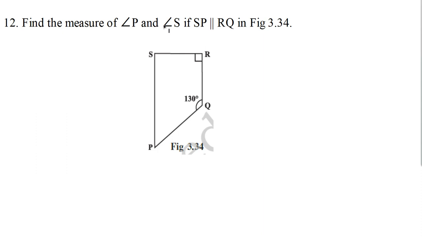Find the measure of angle P and angle S. Here it is given that SP is parallel to RQ. That means SP and RQ are parallel. Now SR is a transversal. Angle R plus angle S is 180 degrees. So angle R is equal to 90 degrees, so angle S is equal to 90 degrees. In the same way, angle Q plus angle P is also 180 degrees. Angle Q is equal to 130 degrees. So find out angle P, that is 180 minus 130.